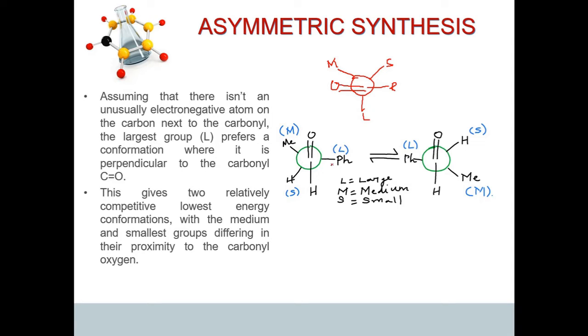Now if we rotate this carbon 180 degrees, we end up with another conformation where we have the phenyl group on the left hand side and we have the small group at the top and medium group at the bottom. Now, according to the Felkin-Anh model, we end up with two relatively competitive lowest energy conformations with the medium and small groups differing in their proximity to the carbonyl oxygen.